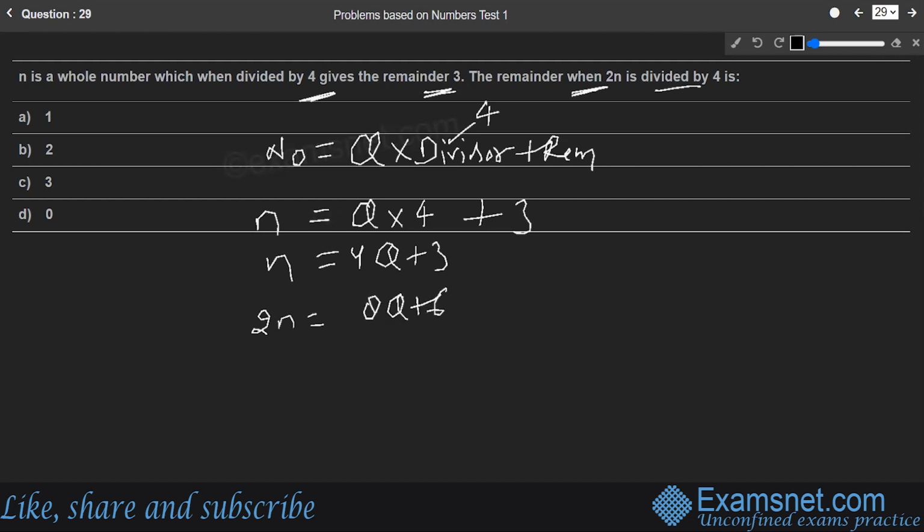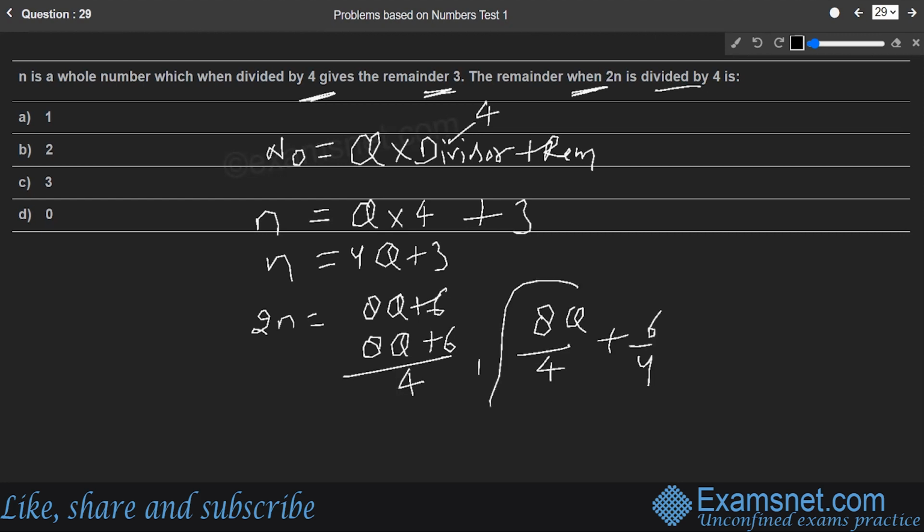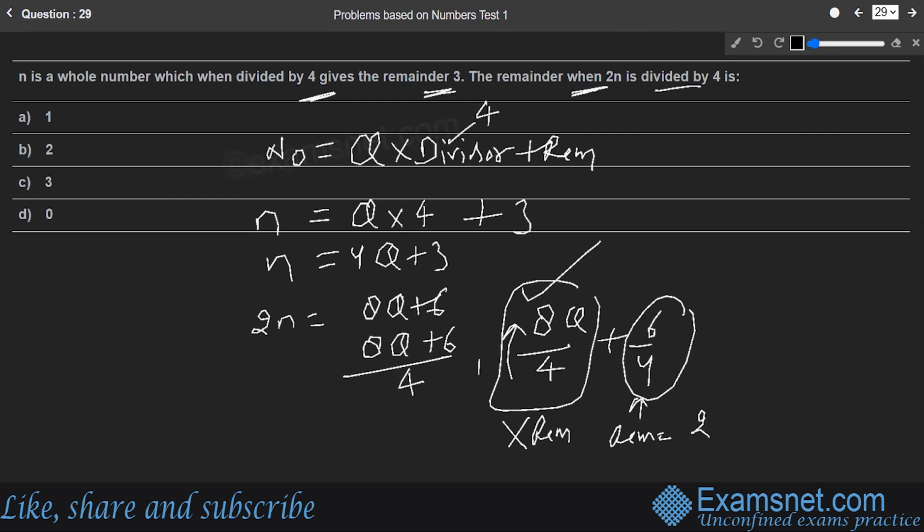When this is divided by 4, what is the remainder? So let us divide this by 4: 8q plus 6 divided by 4. We can separate this as 8q by 4 plus 6 by 4. Clearly, when 8q is divided by 4, there will not be any remainder, because 8 is completely divisible by 4. But on the other side, when 6 is divided by 4, we will get the remainder as 2. So that will be the ultimate remainder of the whole number. The remainder will be 2.